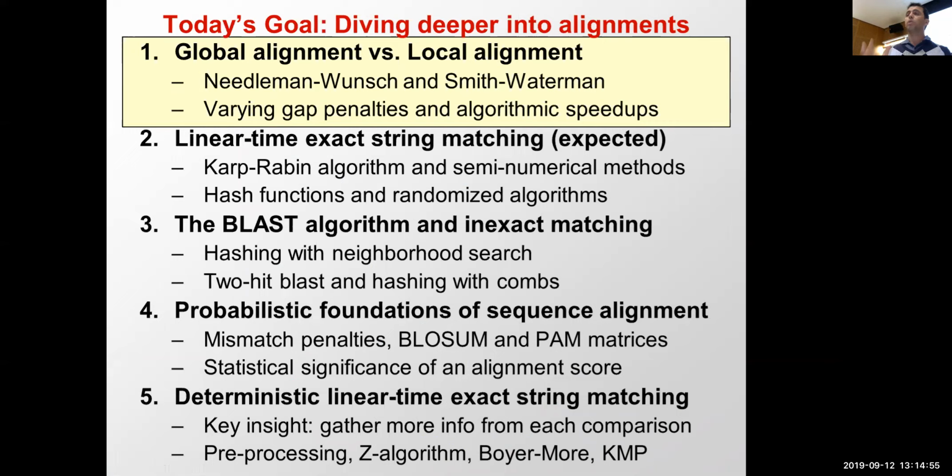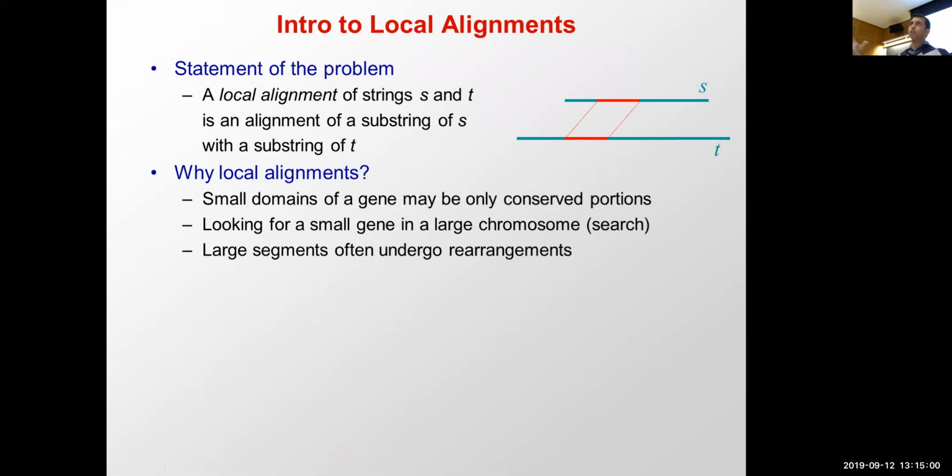Instead of aligning the entire sequence S globally to the entire sequence T, I'm only going to be aligning a subset of S to a subset of T. And that's a local alignment. So local alignment of strings S and T is an alignment of a substring of S with a substring of T.